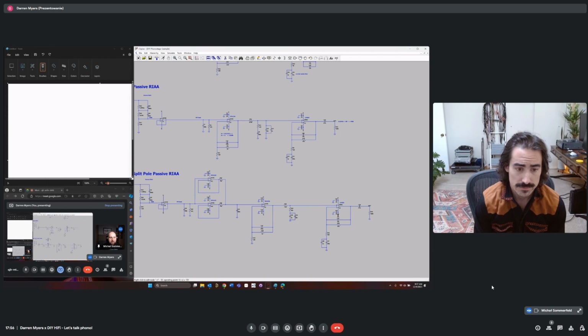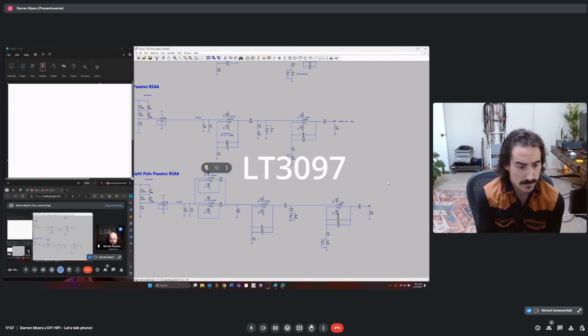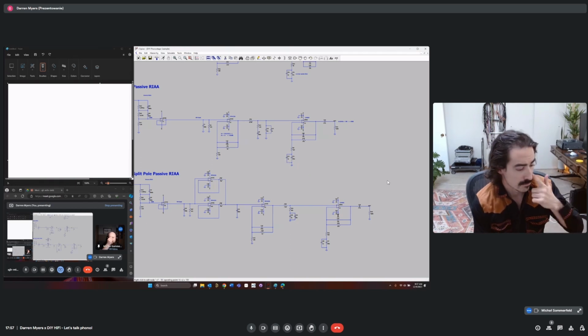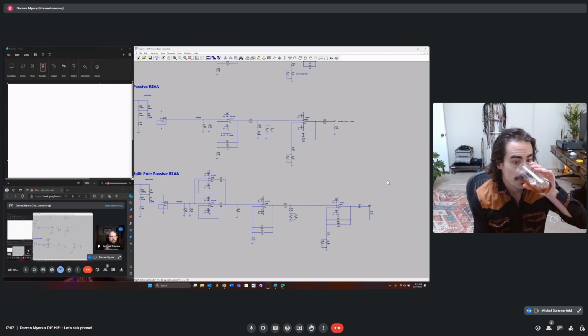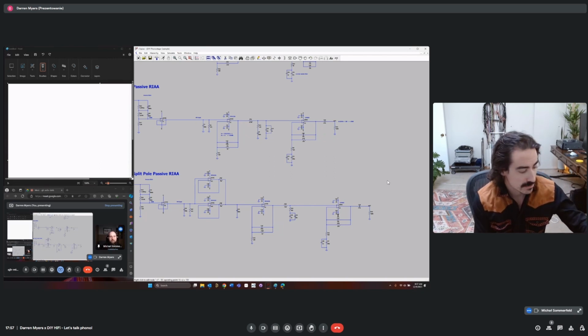Yeah, it is. There's this really, really cool dual positive and negative regulator from Linear Technology, but I can't remember the name. I will just post it on the video so people can see it, but it is in QFN. So it's a pain in the ass to solder, but it is a very promising part. Yeah, there are great parts out there, so you can use that.